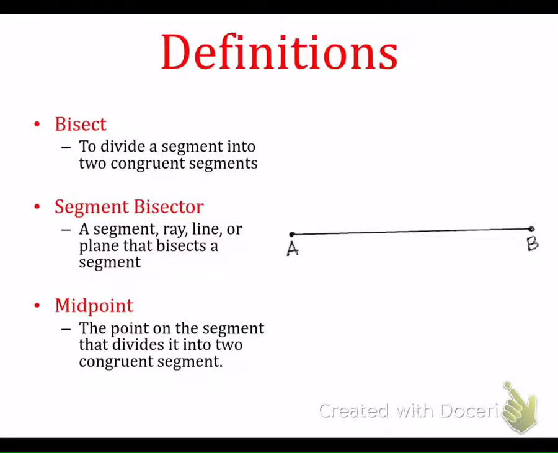Let me back up a second. So if we have that segment over there, segment AB, and I put a point right in the middle, that would be the midpoint. And the midpoint bisects the segment, which means that this half is now congruent to that side. So right in the middle, called the midpoint, and it creates two congruent segments.